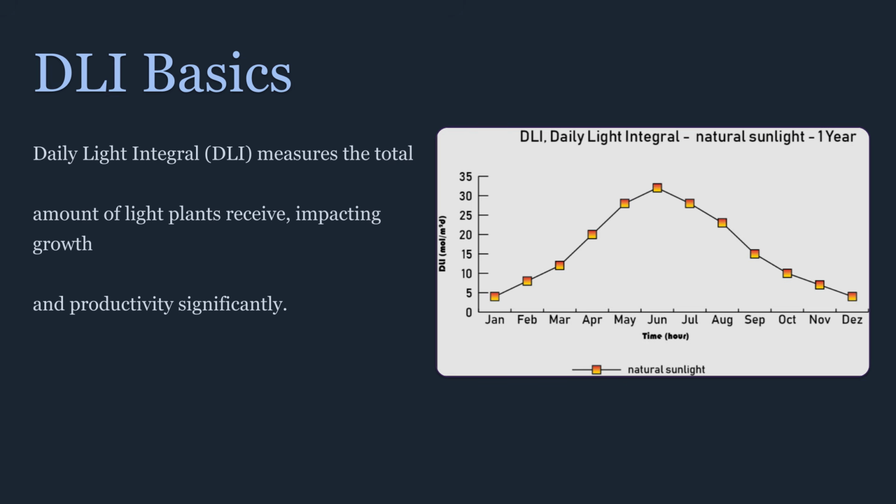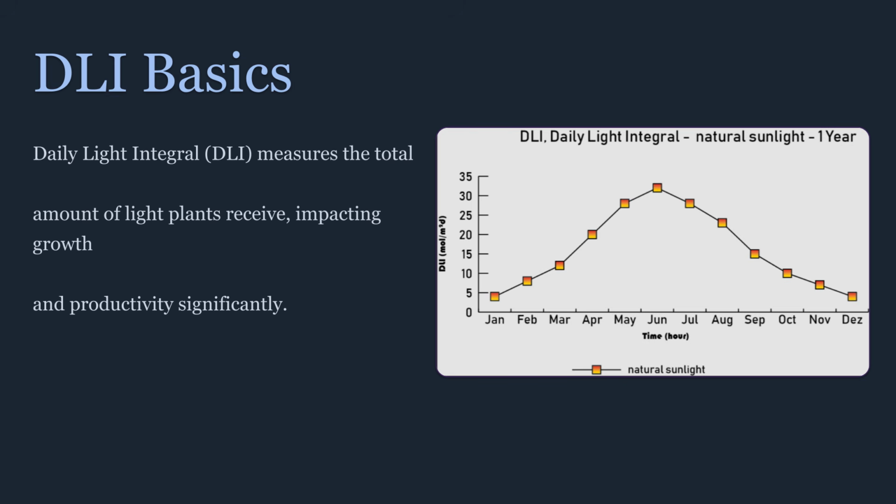Daily light integral is the cumulative amount of light photons a plant receives in a day, measured in moles of light per square meter per day. This is why hours of light alone isn't enough. Two plants can both receive 18 hours of light, but if one is under weak intensity and the other under strong intensity, their DLI, and therefore their growth potential, will be completely different. DLI accounts for both duration and intensity, which is why it's a far more accurate way to evaluate lighting effectiveness.